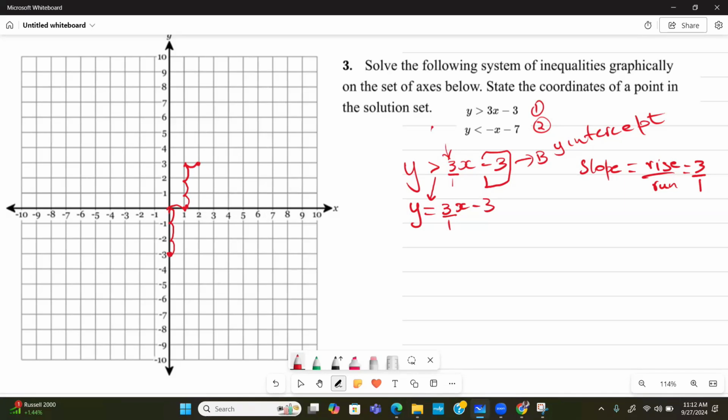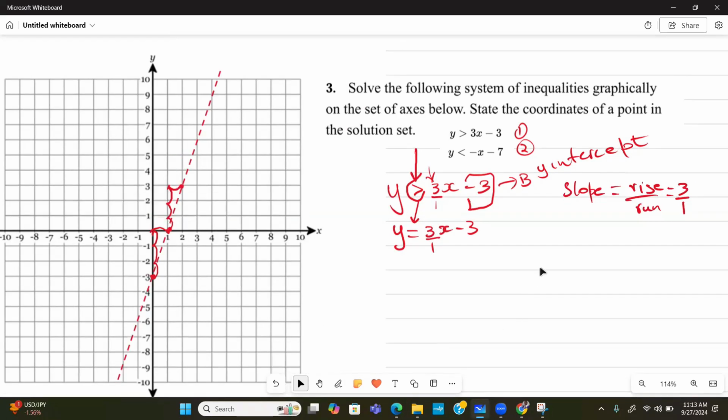Bear in mind that there is no bar underneath our inequality here, which suggests that it has to be a broken line that we need to use. So that is my line that is actually representing that inequality. So this is actually y, which is equal to 3x minus 3. And notice it's an equation for that line.